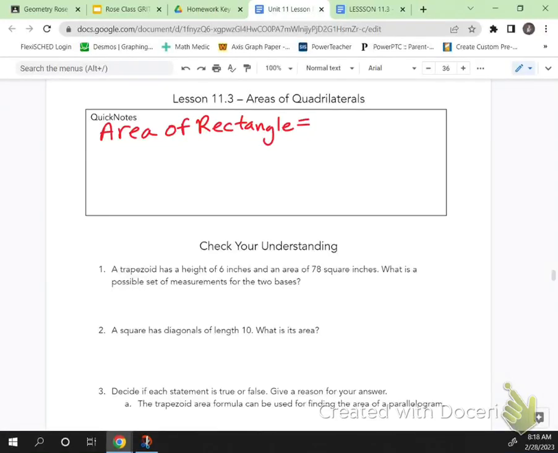The area of a rectangle is base times height. We can make a little sketch. And this would be the base, and this would be the height.